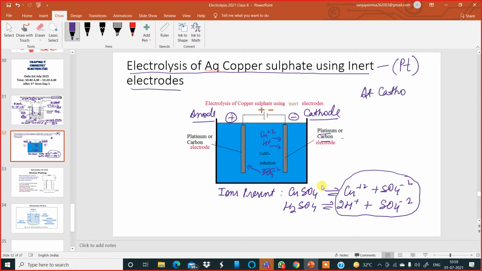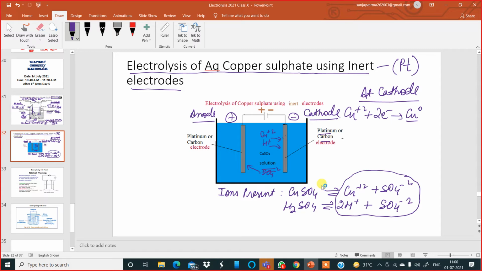At the cathode, the copper ions will go, hydrogen ions will also go over there, but between copper and hydrogen, hydrogen will not discharge because its relative position in the electrochemical series is higher than copper. Therefore, copper will discharge. At the cathode, the copper ion will take in two electrons and become copper metal and deposit on the cathode.